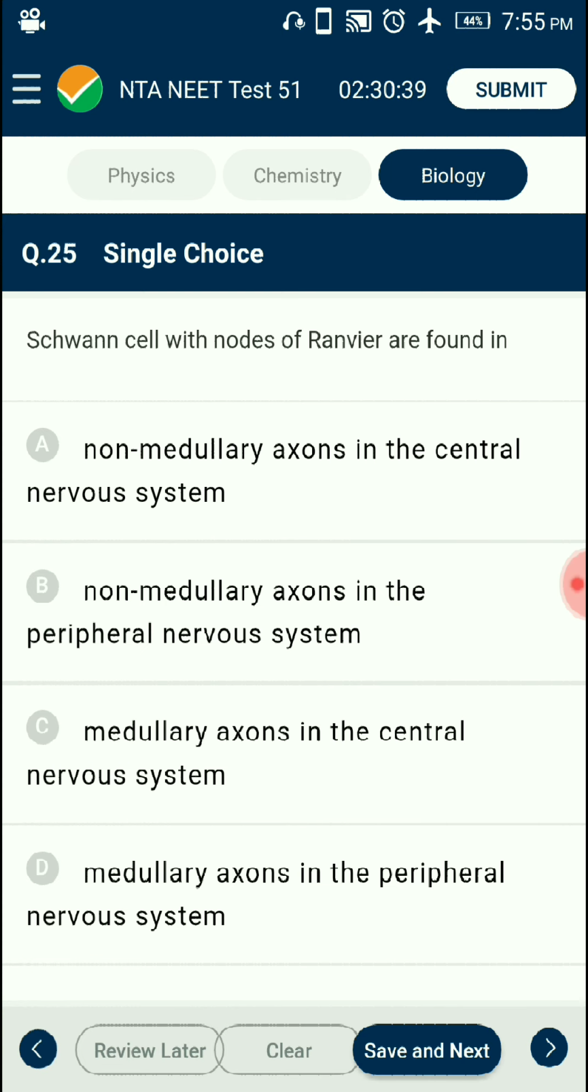Question number 25. Schwann cells with nodes of Ranvier are found in cranial nerves and spinal nerves from the peripheral nervous system. It has myelinated or medullary axons. Myelin sheath is deposited on the axons of the peripheral nervous system by Schwann cells. Myelin sheath is deposited on the axons of the central nervous system by oligodendrocytes. There is no myelin sheath in the autonomic nervous system. So the answer for this question is option D, medullary axons in the peripheral nervous system.